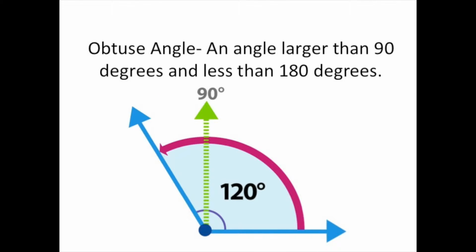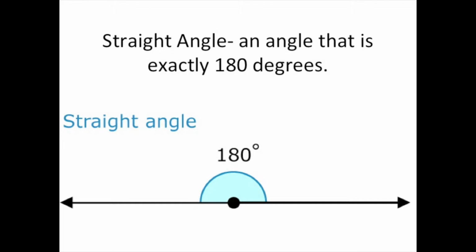Now that we know what acute and right angles look like, we will be able to identify an obtuse angle. An obtuse angle is an angle larger than 90 degrees but less than 180 degrees. Obtuse angles can't be greater than 180 degrees because a straight angle is exactly 180 degrees. Cannot be any more or any less. As you can see in the picture, a straight angle makes a completely straight line.